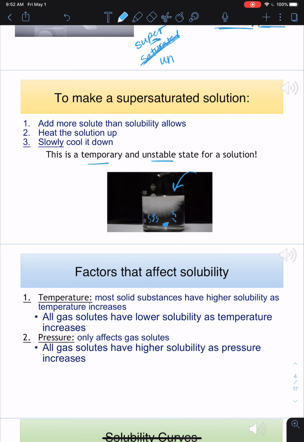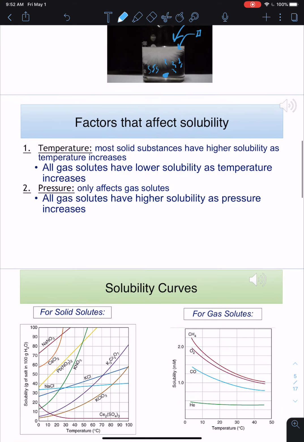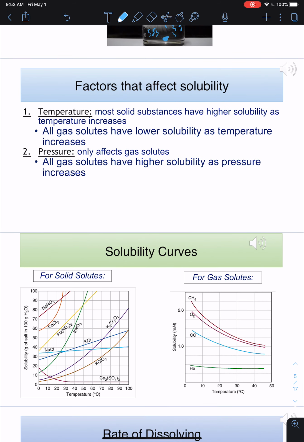you'll see that solute just fall right on out. You could also put a piece in, so if it's salt or something crystalline, you can put that in, and when you put that in, again, you're going to see the solute fall out. Anyways, that's not as important as our solubility factors.